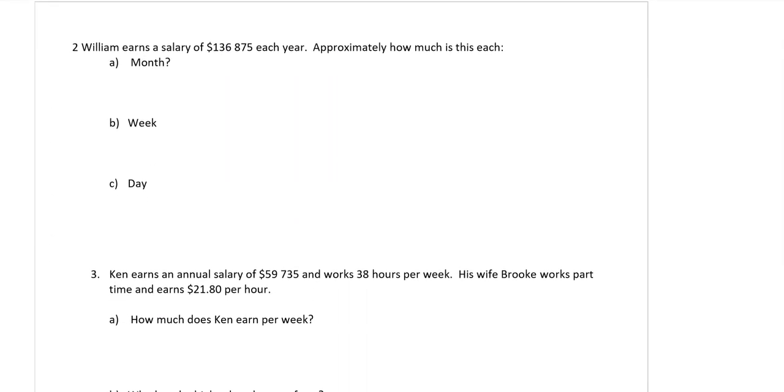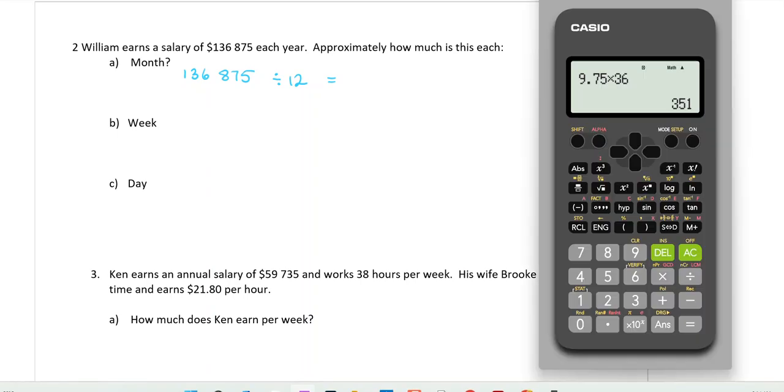William earns a salary of $136,875 each year. Approximately, how much is this each month, then week, then day? Okay, so you wouldn't get paid all of that money all in one go. So let's see, if he was going to get paid per month, we would take the 136,875. Because that's for a year and there are 12 months in a year, I would divide that by 12 to find out how much he would get in each month.